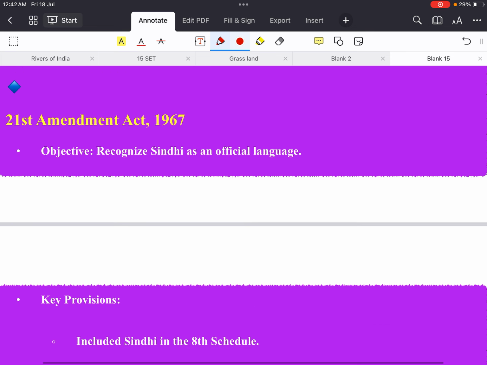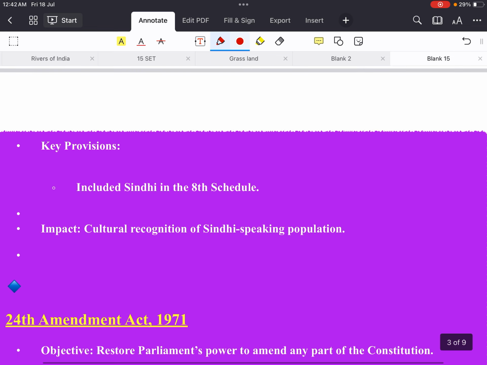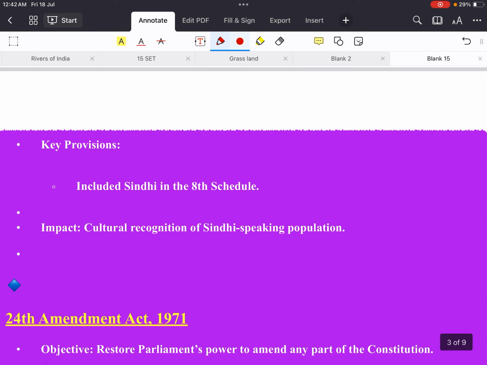Then 21st Constitutional Amendment Act 1967. What was the objective? Recognize Sindhi as an official language. Sindhi was recognized as an official language by the 21st Amendment Act. What was the provision? Included Sindhi in the 8th Schedule. What was the impact? Cultural recognition of the Sindhi-speaking population.